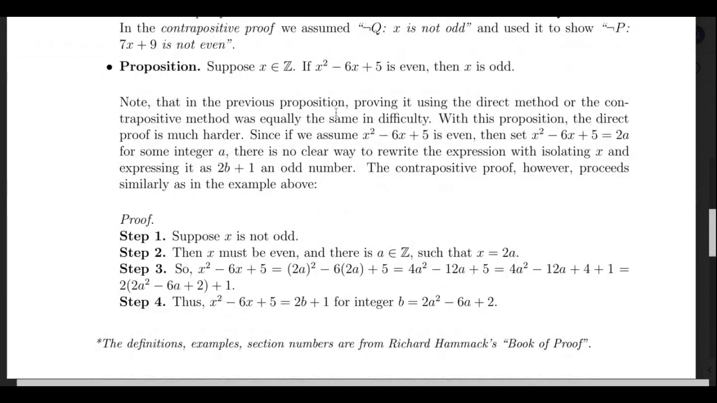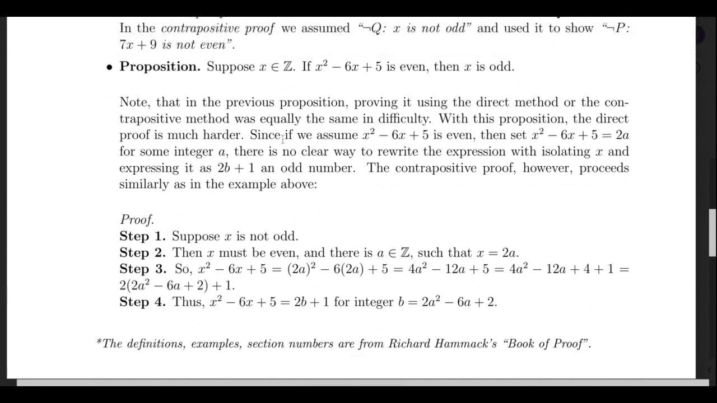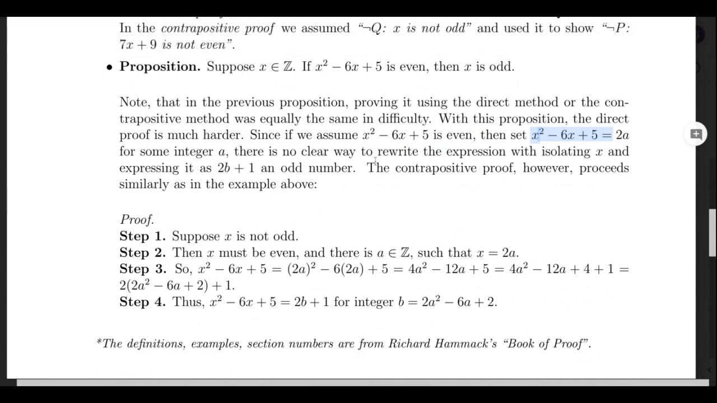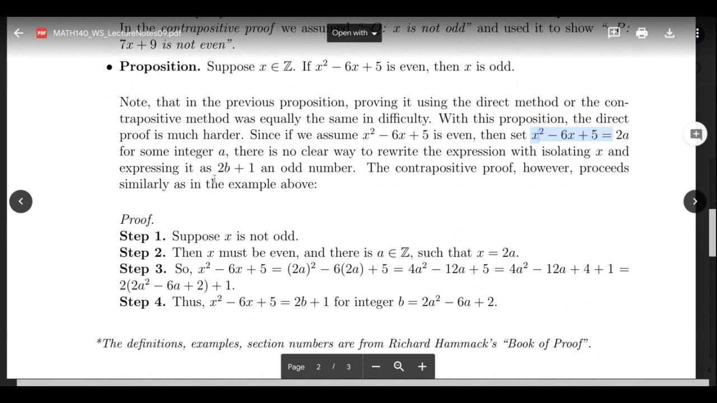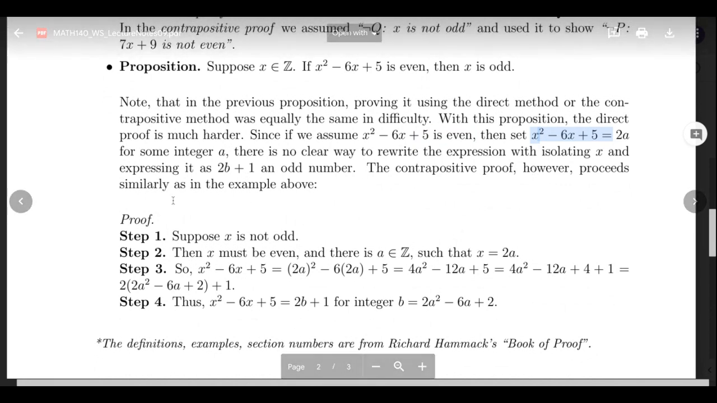So in the previous proposition, proving it using the direct proof or the contrapositive was equally difficult. With this proposition, the direct proof is much harder. Since if we assume x squared minus 6x plus 5 is even, then x squared minus 6x plus 5 equals 2a for some integer a, and there's no clear way to rewrite the expression by isolating x and expressing it as 2b plus 1, an odd number. But the contrapositive, however, proceeds in a similar way.